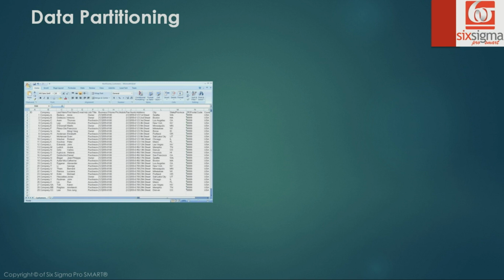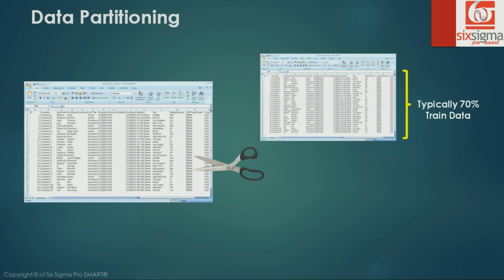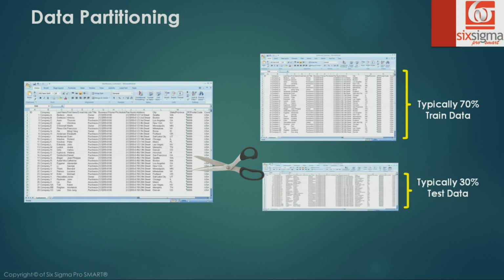If this information is given to you, you don't just utilize all of this at once. Instead, you partition this data into two parts. So you take 70% of the data and call it the train data. This is the data that will be utilized for building a model. And the remaining 30% of the data, which is also known as the test data, is used to validate the model. Now, why do we need to partition it?